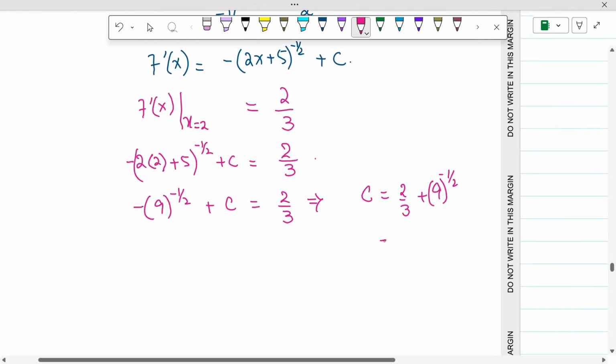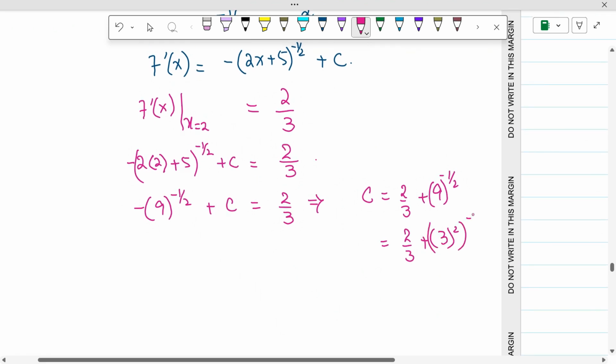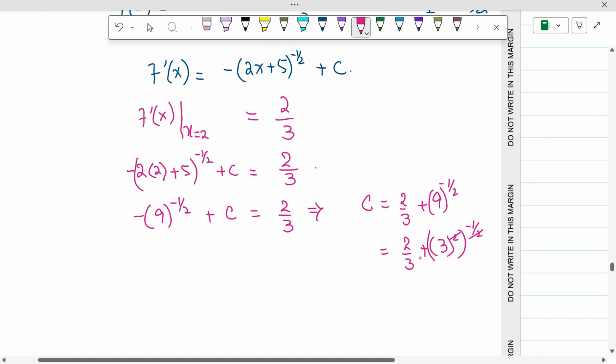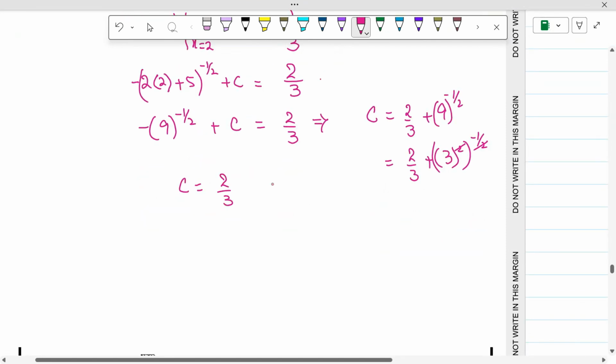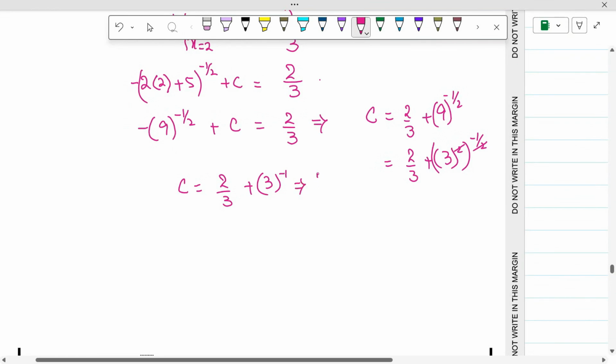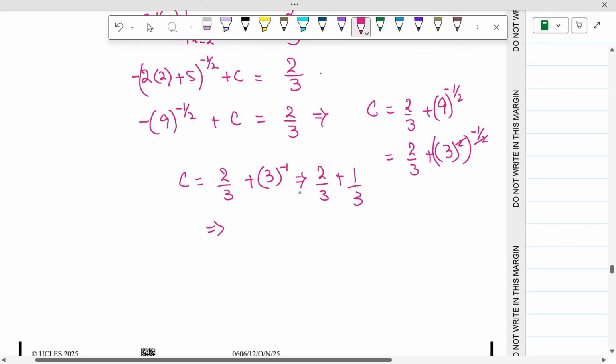This 9 can be written as 3 squared, so we have 2 over 3 plus (3 squared) to the power of negative half. The powers cancel out, and c is 2 over 3 plus 3 to the power of negative 1, which equals 2 over 3 plus 1 over 3, which is 3 over 3, which is 1. So we have the constant.